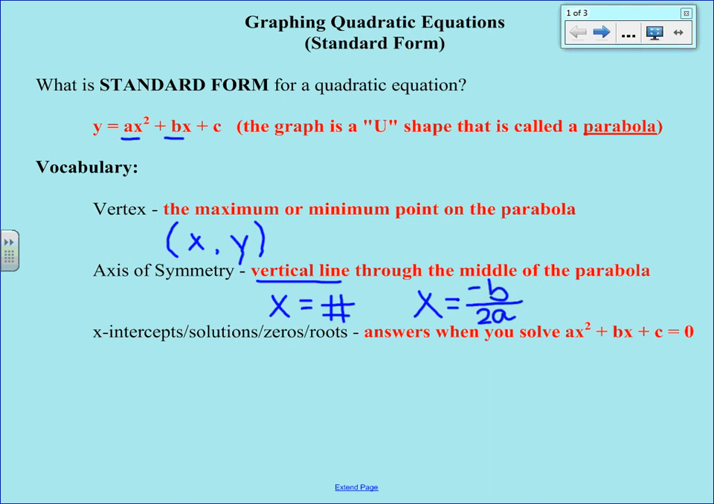All right, the last little bit of vocabulary that we need to look at are words that you are already familiar with. X-intercepts, solutions, zeros, and roots we've talked about being used interchangeably. And those are the answers that we've been finding when we've been doing factoring and ZPP. So that's when we just set y equal to 0 and then solve.